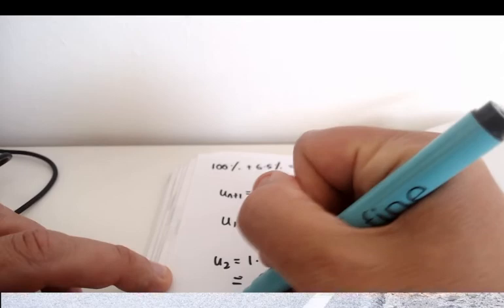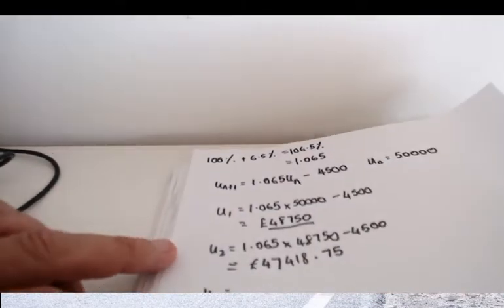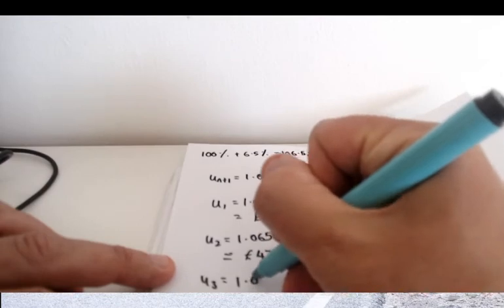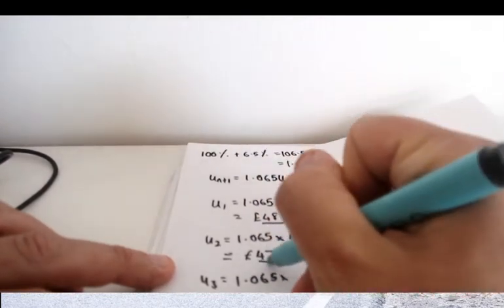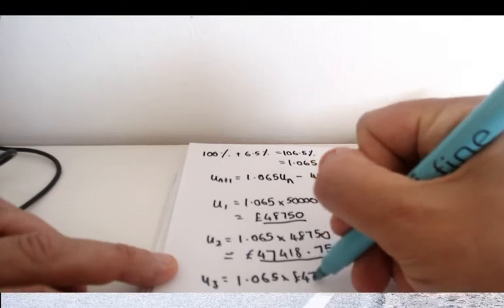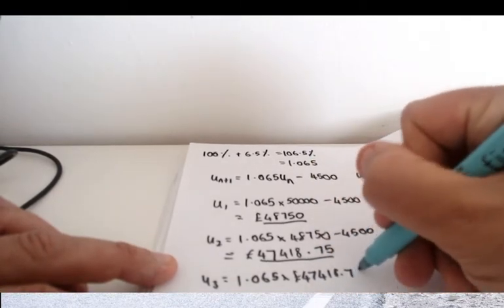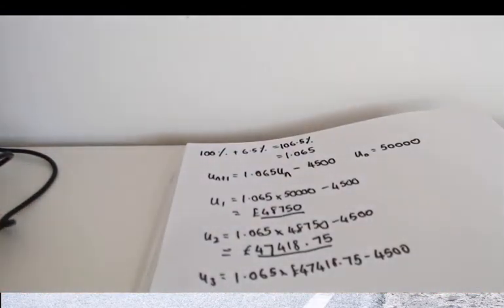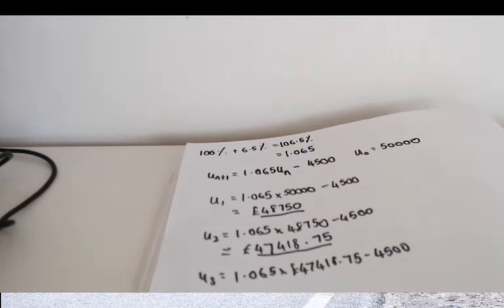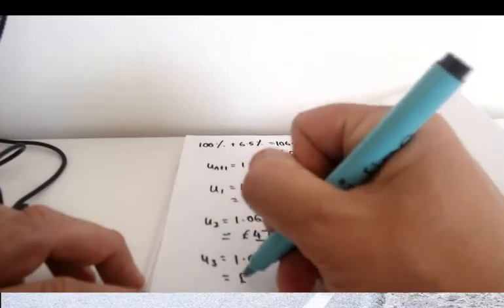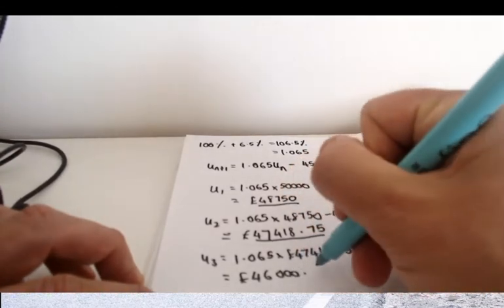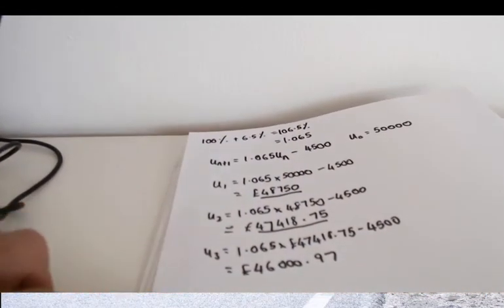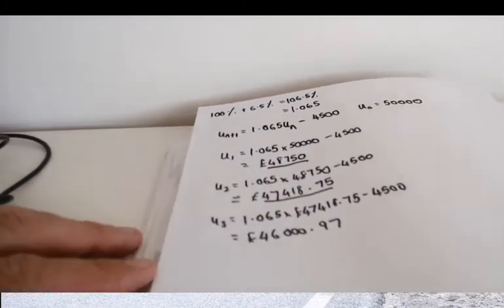U3. To get the next answer, again I'm using the same recurrence relation, so it's 1.065 times my last answer, always using the last answer to get the next answer. Take away the 4,500, and that's going to give me £46,097 and 3 pence. So I've answered part A, which was what will I owe after 3 years. Part B was what will I owe after 5 years.